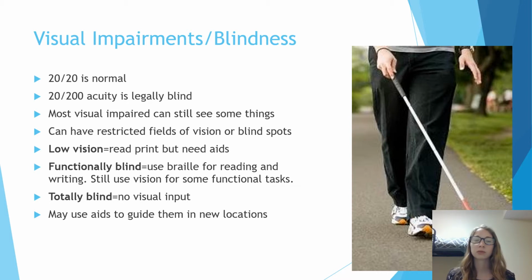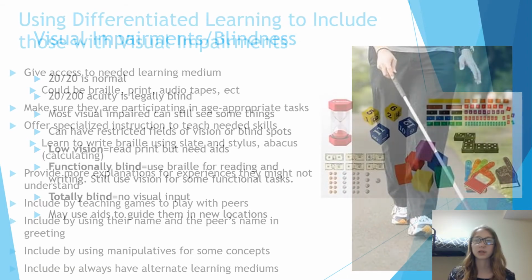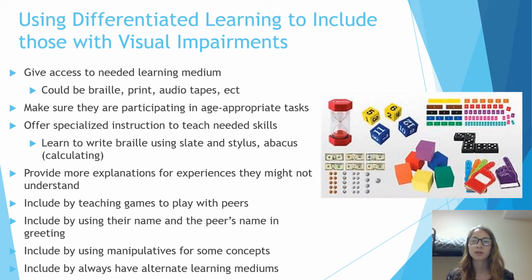There's also different categories. There's low vision, so they can still read print, but they need aids like a magnifying glass. There's functionally blind, where they need Braille for reading and writing, but they can still use their eyes for some tasks like seeing color. And then there's totally blind, where there's no visual input at all. And they might use guides such as a walking stick, like what is pictured, to help them in new locations. And then you can help these students feel included by giving them access to different learning mediums like Braille, print, audio tapes, etc. that they need so that they can still fully participate in the lessons.